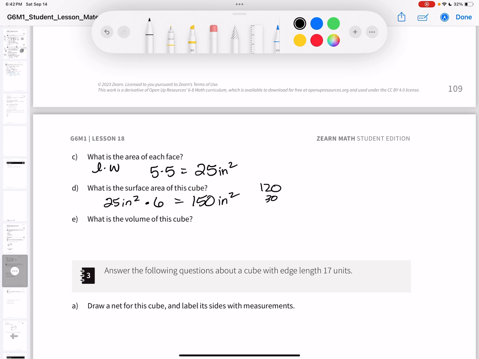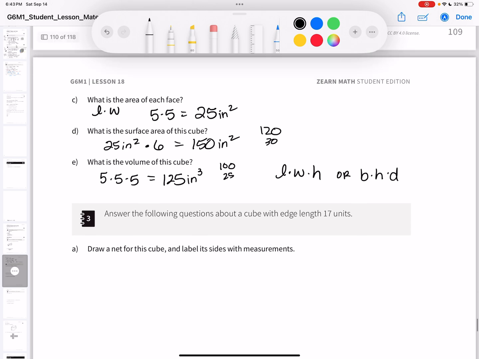What is the volume of this cube? Well, volume is length times width times height, or base times height times depth, either one, because they're all the same. So that would be 5 times 5 times 5. So 5 times 5 is 25, 25 times 5, well, 5 times 2 is 10, so that'd be 100. And then 5 times 5 is 25, so that would be 125 inches cubed. Don't write squared because it's cubed.